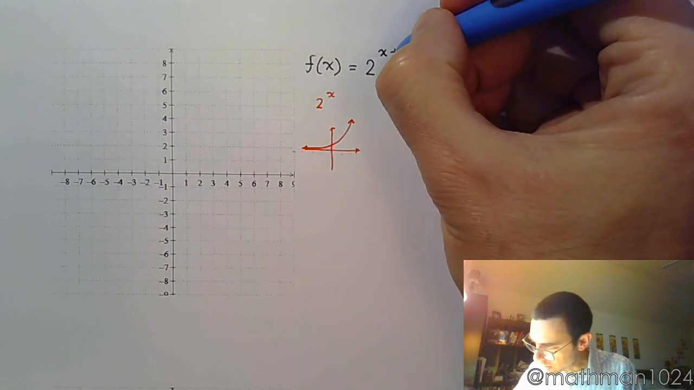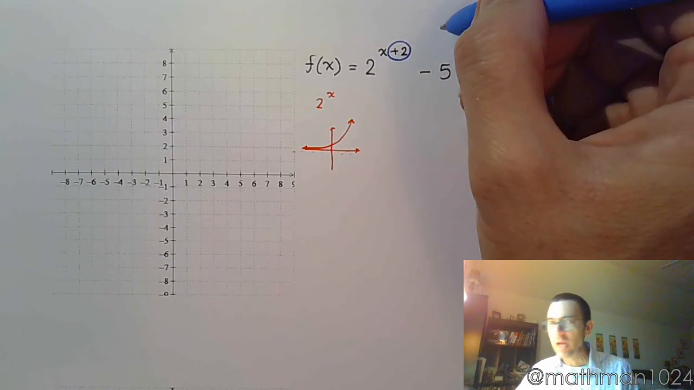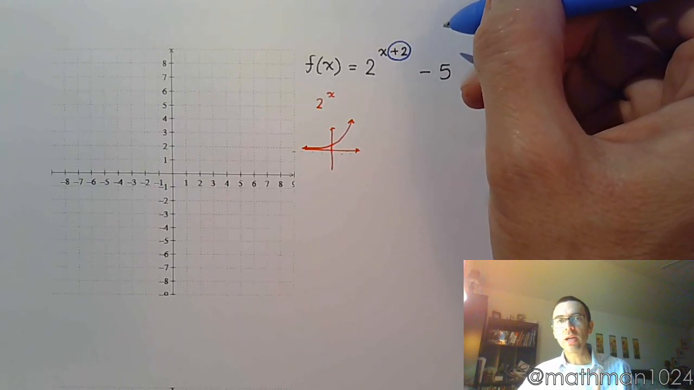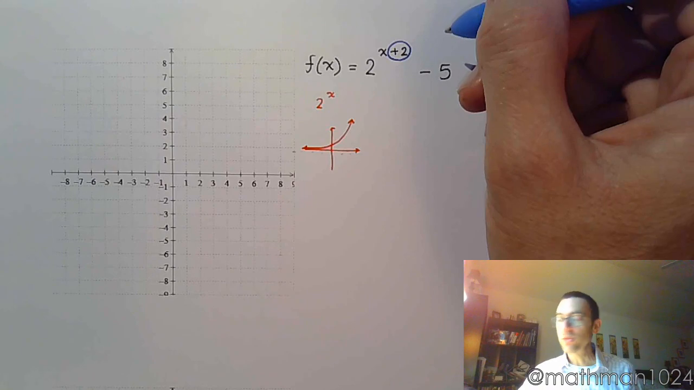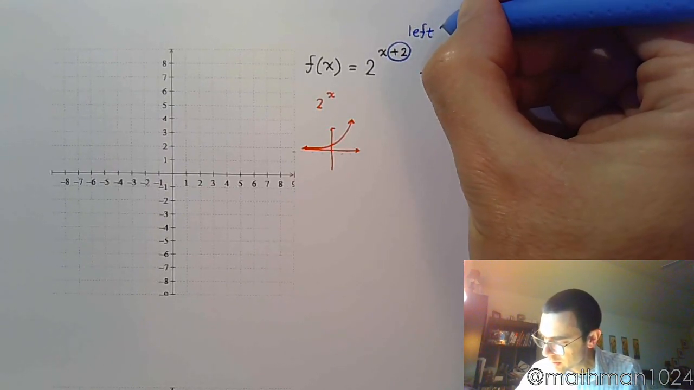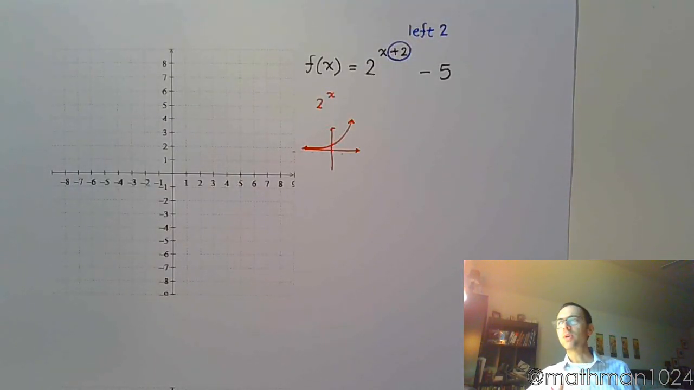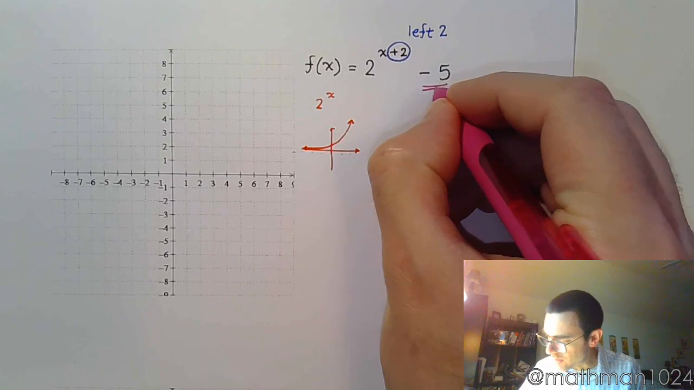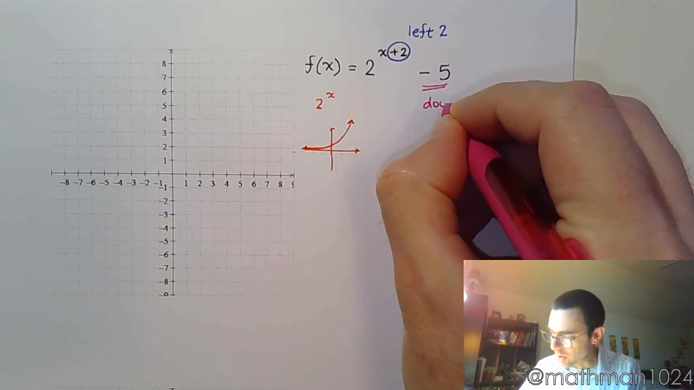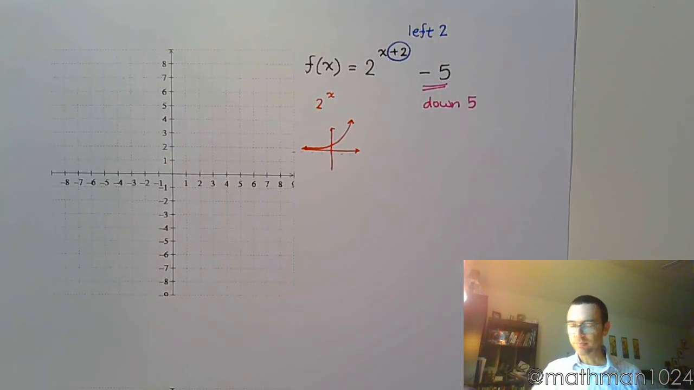Well, up here, this is what's called inside that exponential, right? And when it's inside, remember, inside is a horizontal shift opposite of what you see. So that means here, we're going to be going to the left 2 units, and then whatever's outside the exponential, that tells you a vertical shift, and you do exactly what you see. So I see the minus 5, which means I'm going to go vertically -5 or down 5 units.